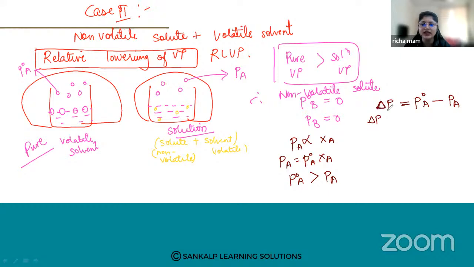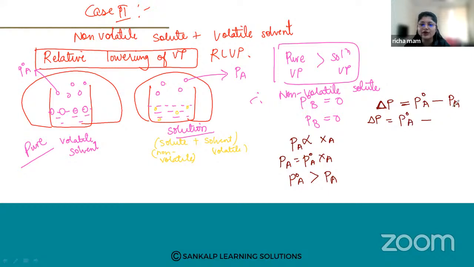Delta means we are taking the difference. Difference in the partial pressure. So how can it be calculated? Delta P equals P naught of A minus P of A. P naught of A is in the pure state and P of A is in the solution state. So delta P is equal to P naught of A minus P of A.